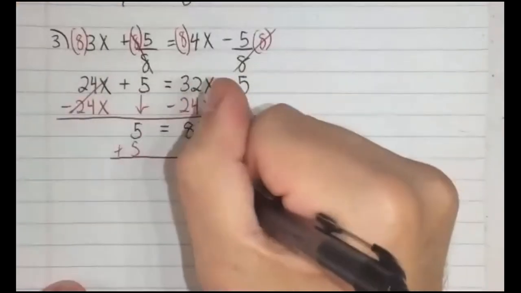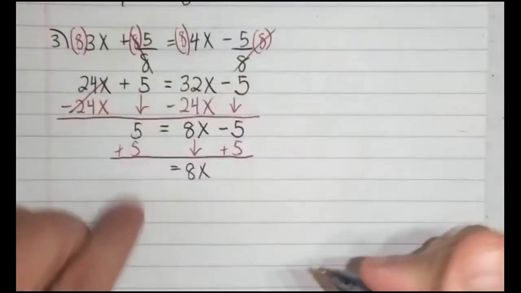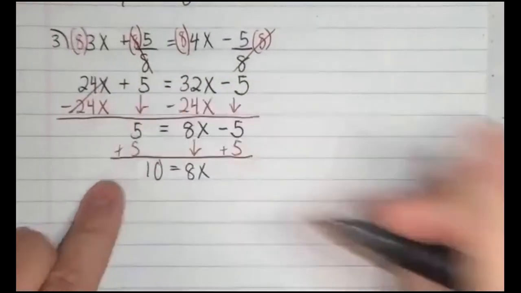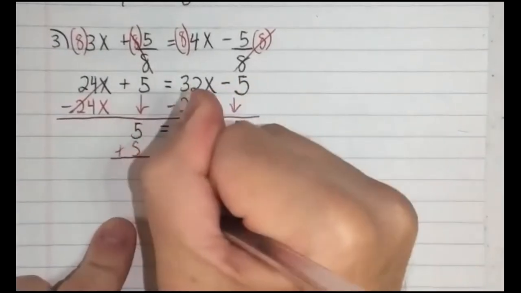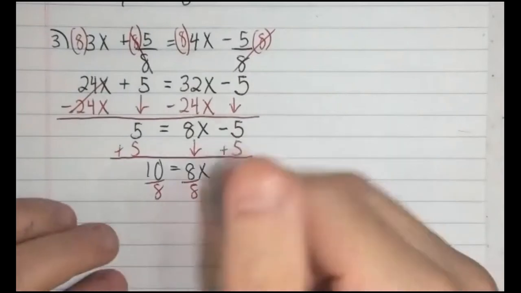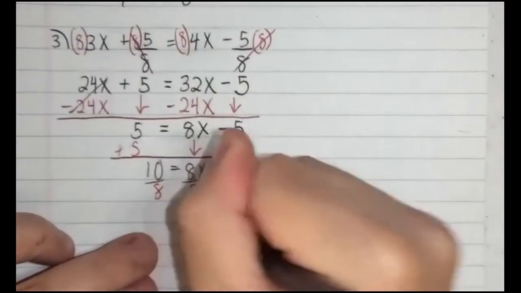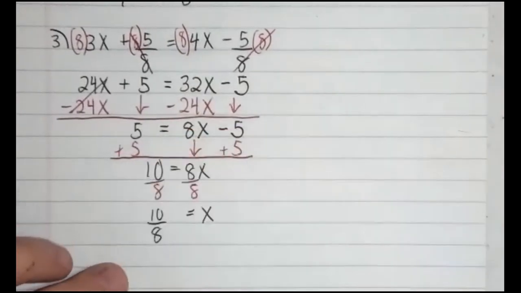Bring down the 8x. 5 plus 5 over here will give me 10. And now I'm going to deal with the 8 by dividing 8 to both sides. So what I get is x equals 10 over 8.